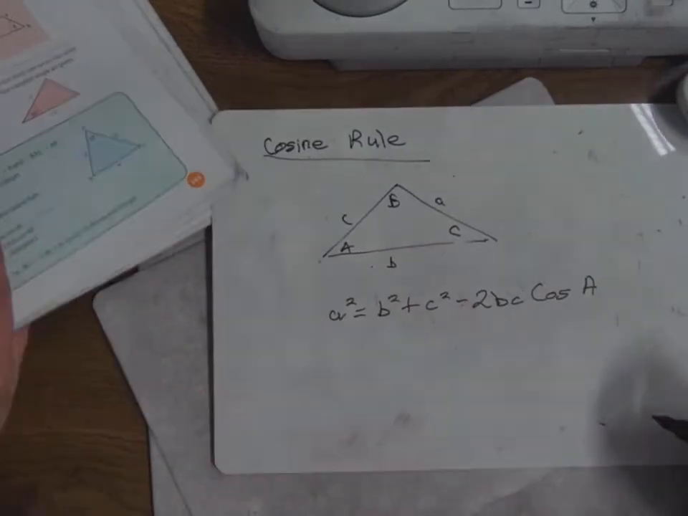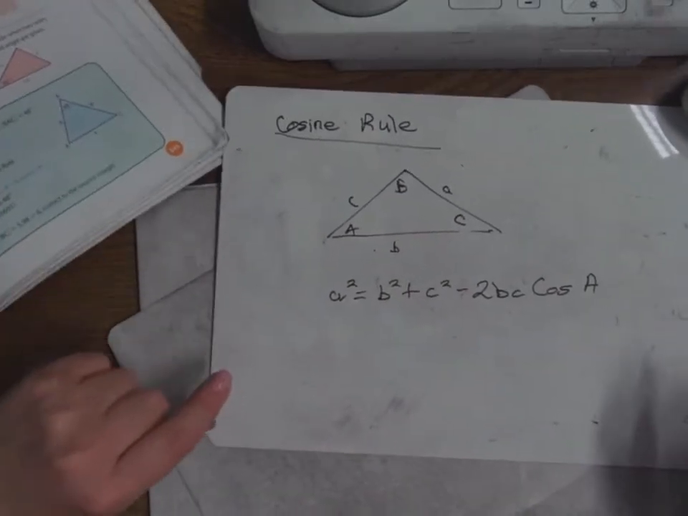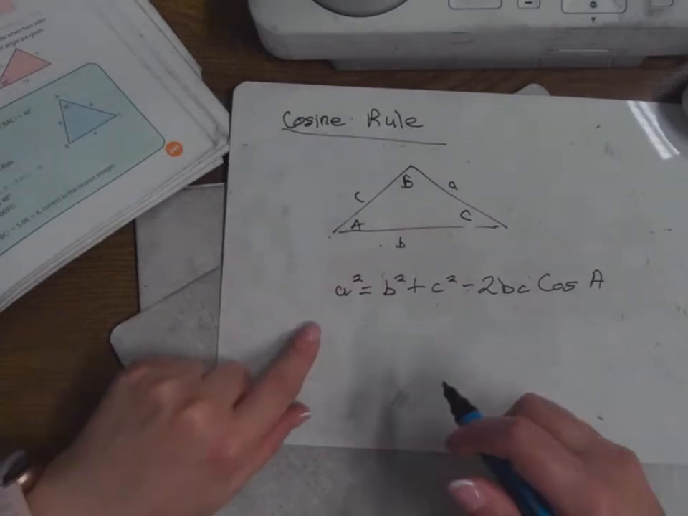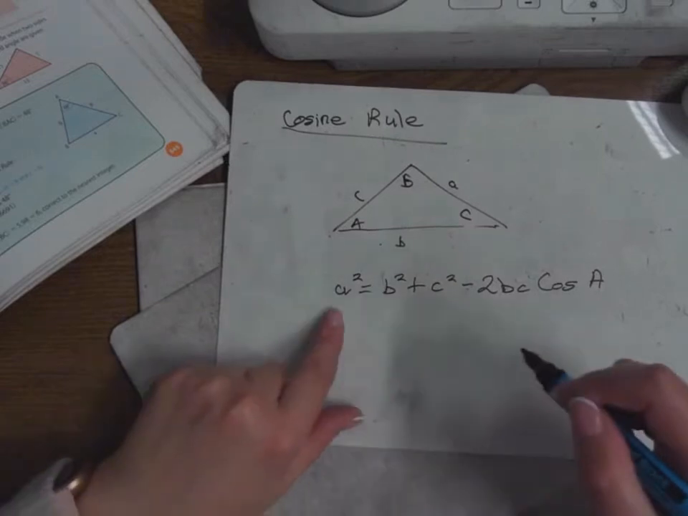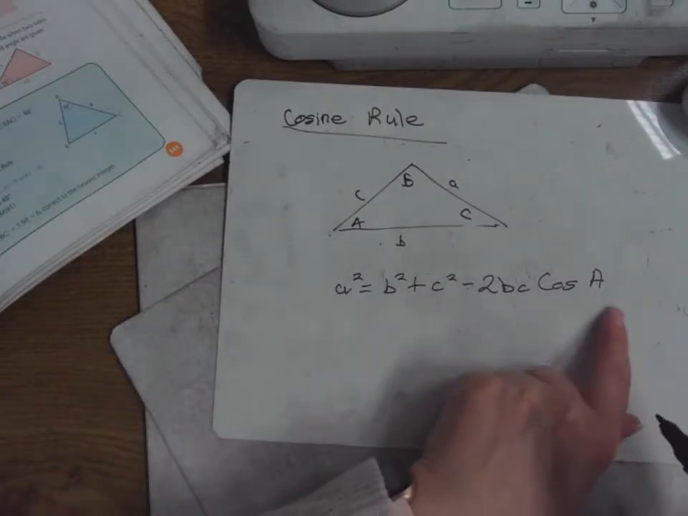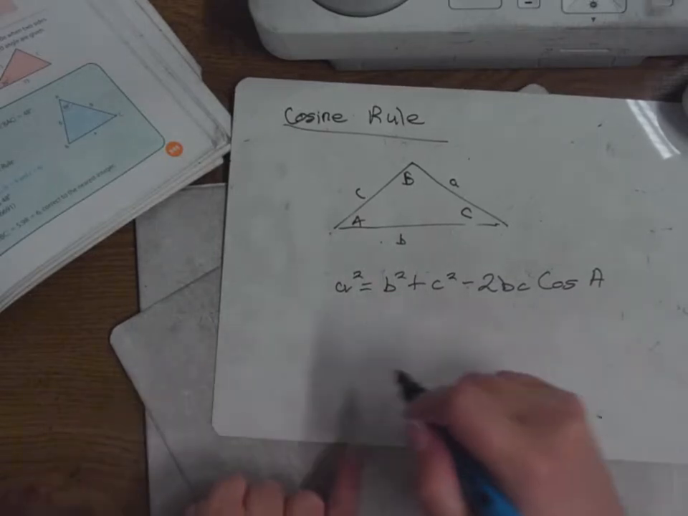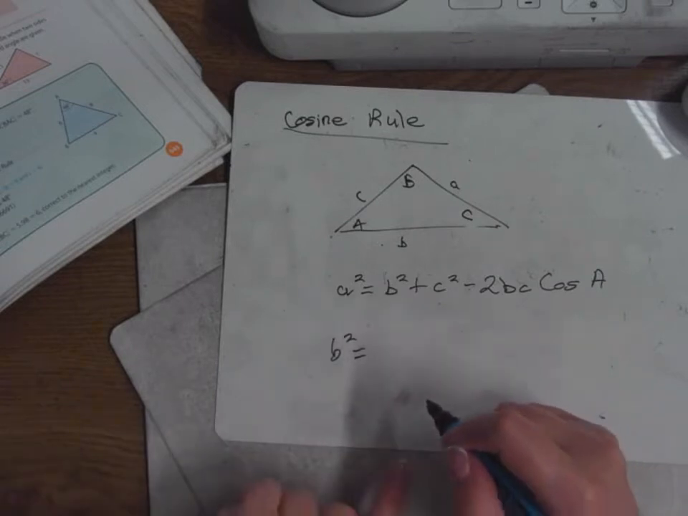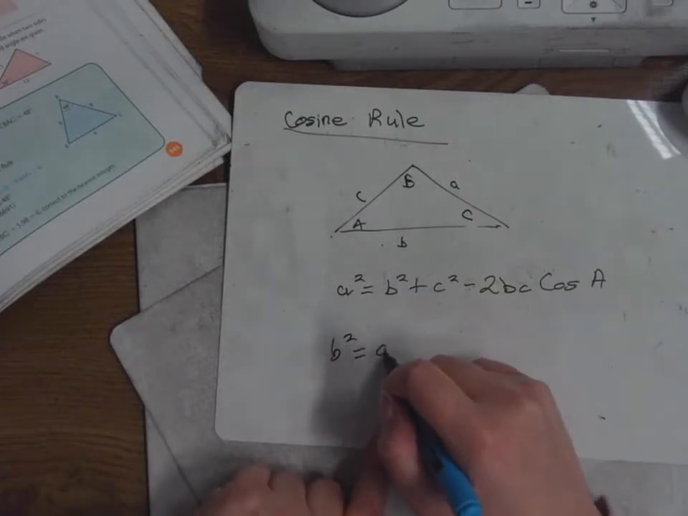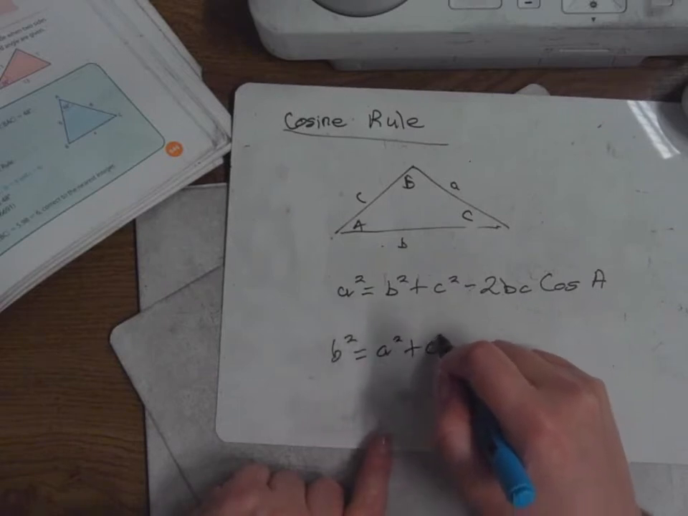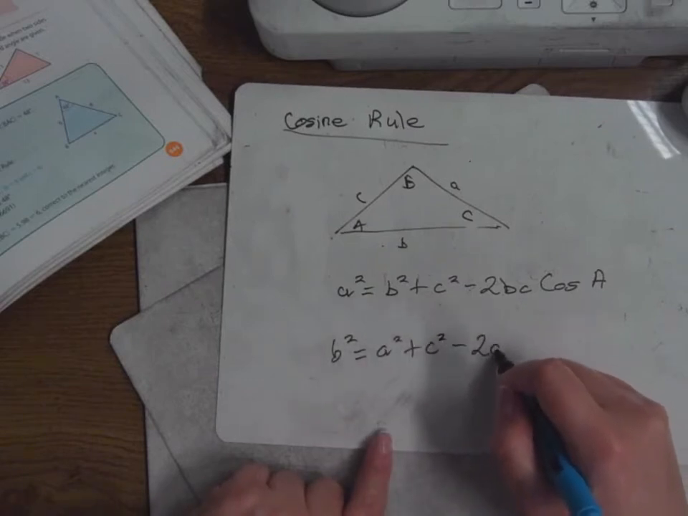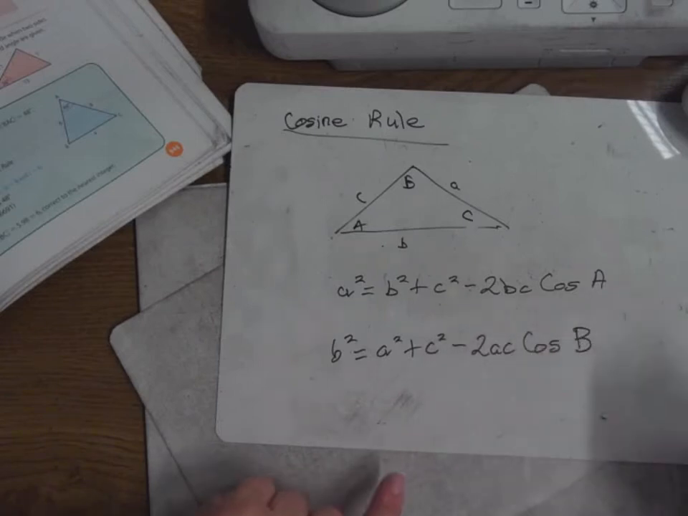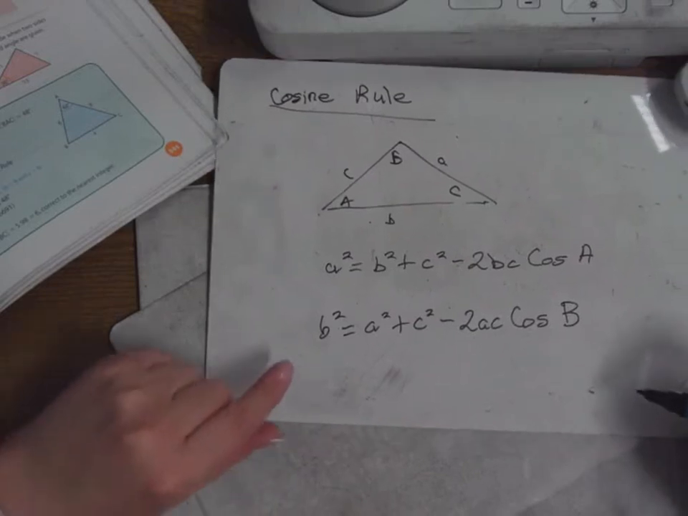Okay, so the cosine rule. That's the way it's written. You can rearrange it to have the letters in different positions if you want. So it's a squared equals b squared plus c squared minus 2bc cos A, and look, A and A correspond. If I had b squared, what would it be? b squared is equal to the other two, a squared plus c squared minus 2ac cos B. Okay, so that's the same rule, just written with b squared, right?